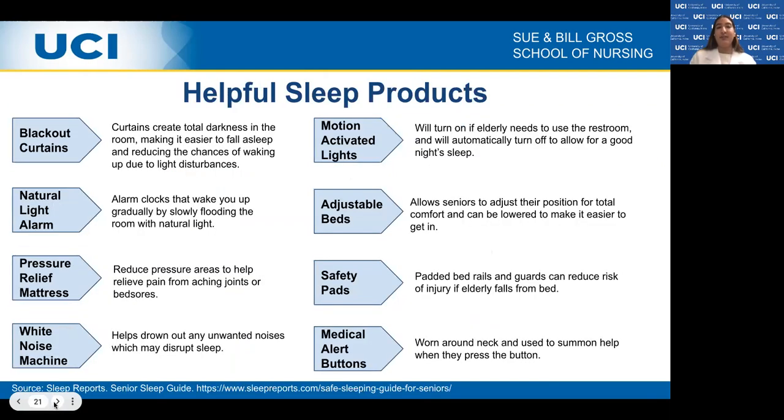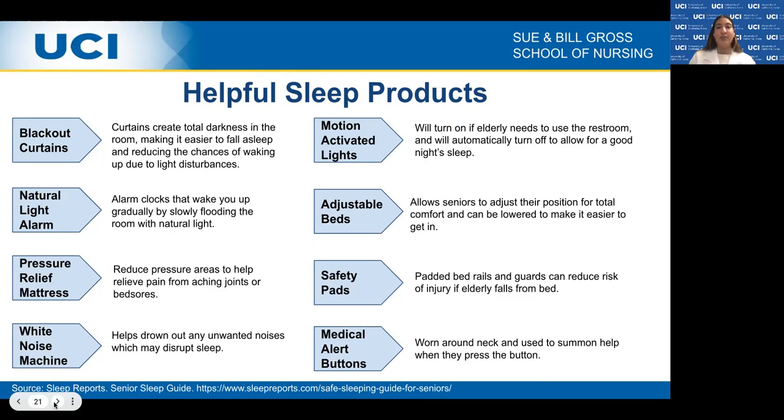Next, I will be talking about some helpful sleep products. Blackout curtains are curtains that create total darkness in the room, making it easier to fall asleep and reducing the chances of waking up due to light disturbances. Natural light alarms are alarm clocks that wake you up gradually by slowly flooding the room with natural light. Pressure relief mattresses reduce pressure areas to help relieve pain from aching joints or bed sores.